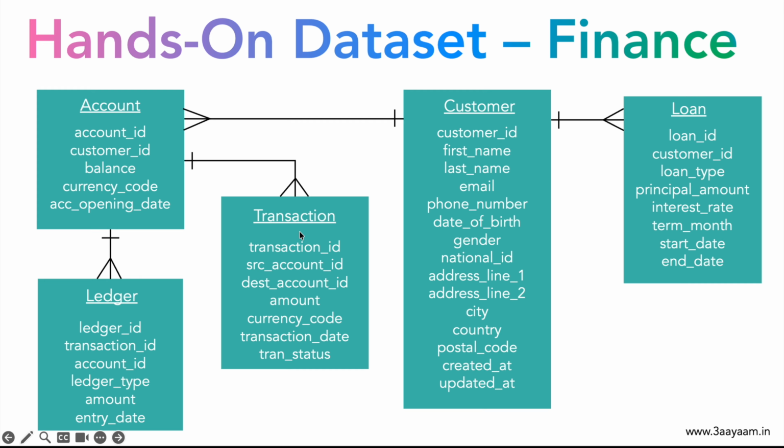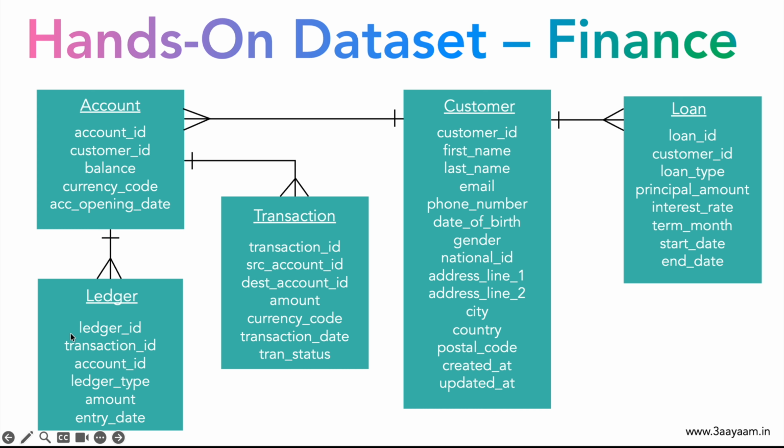For transaction table and account table, the foreign key of transaction table is source account ID and the primary key is transaction ID. So using the source account ID of transaction table and using the account ID of the account table, these two tables would be related.